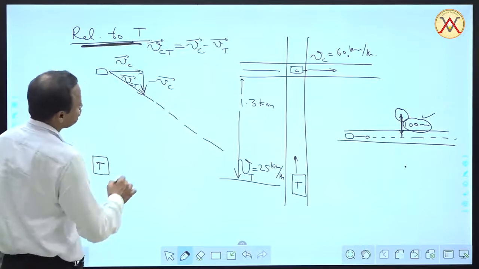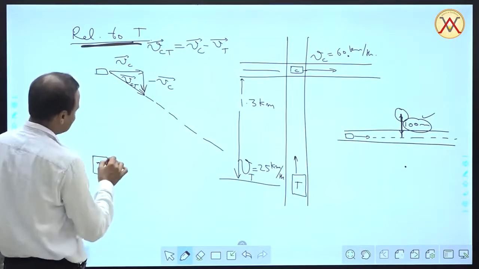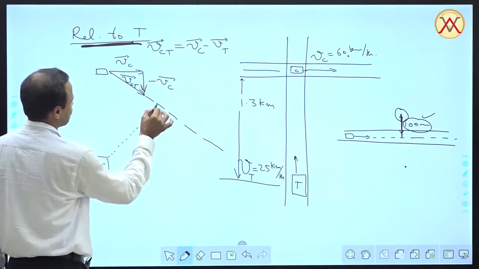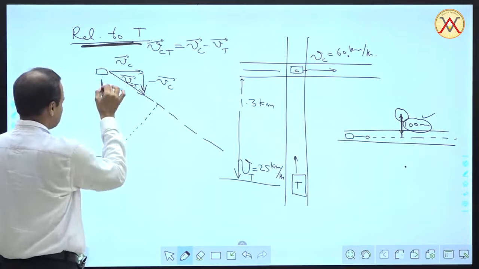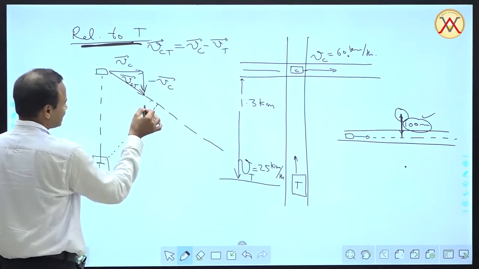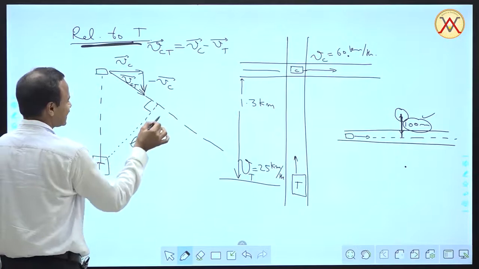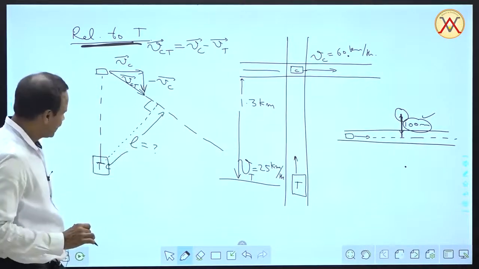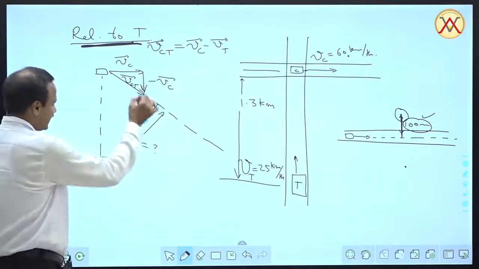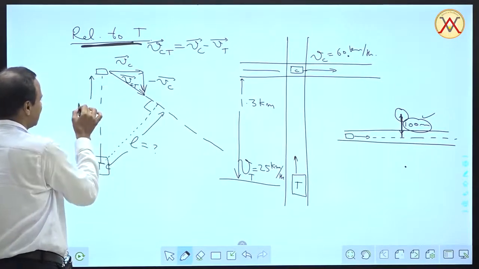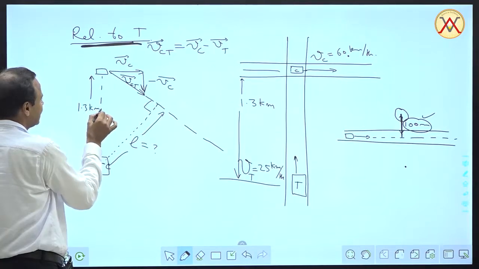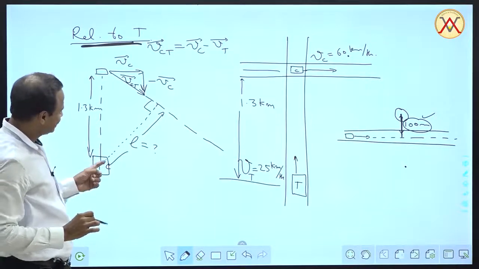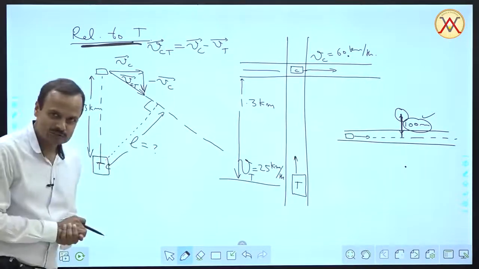So what is the required minimum distance? We just have to drop a perpendicular here. This perpendicular distance is the minimum distance required, L. L is what we have to find. Now, in this right angle triangle, we already know this side, it is 1.3 kilometers. So, in order to get this one, we need one angle also.